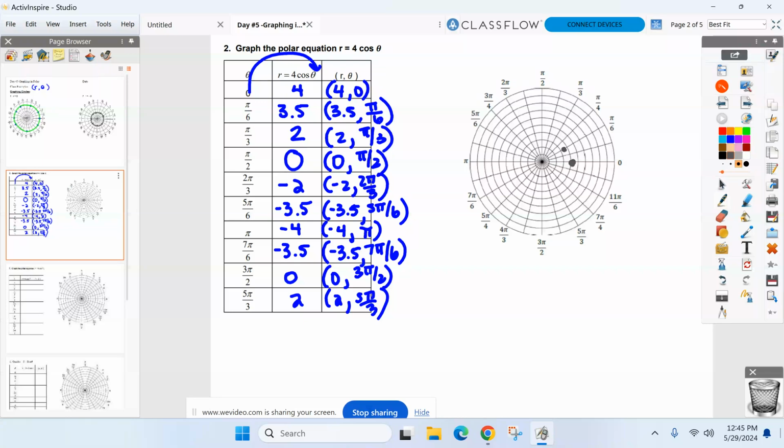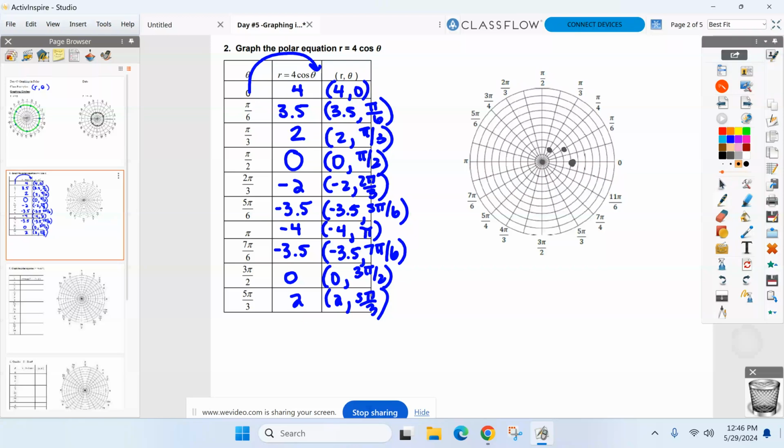So 2 pi over 3. I am the worst at this because I cannot see where the lines are at all, so you're just going to have to bear with me. Real quickly, 0, pi over 2: just put it down the middle, at the pole. So when your r value is 0, it's going to be right at the pole.